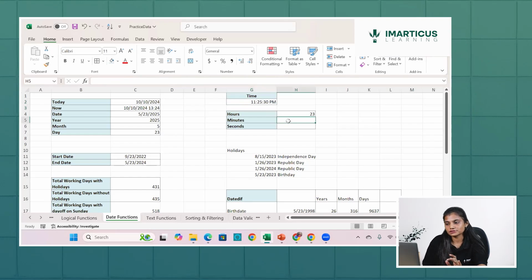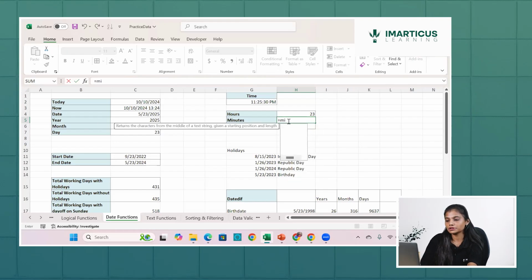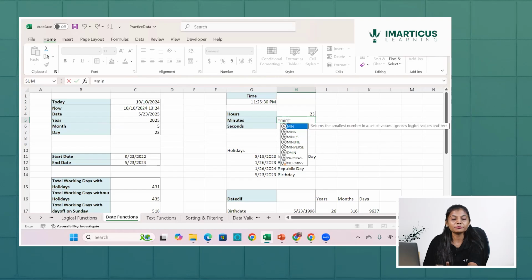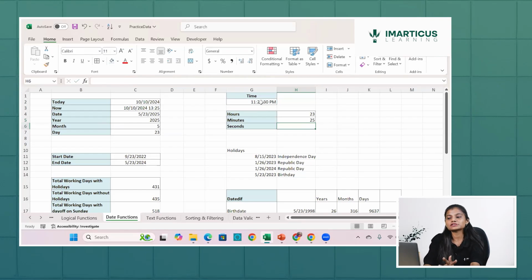Now minutes, how many minutes are there? So the format of time is HH, that's hour, colon, MM, that's minutes, colon, SS, that's seconds. So here, how can we extract minutes? If you can see, it's minute, you're not going to do min. Min means minimum. We are not finding the minimum value, we are finding the minutes. So minute is the function, so here I'll take this.